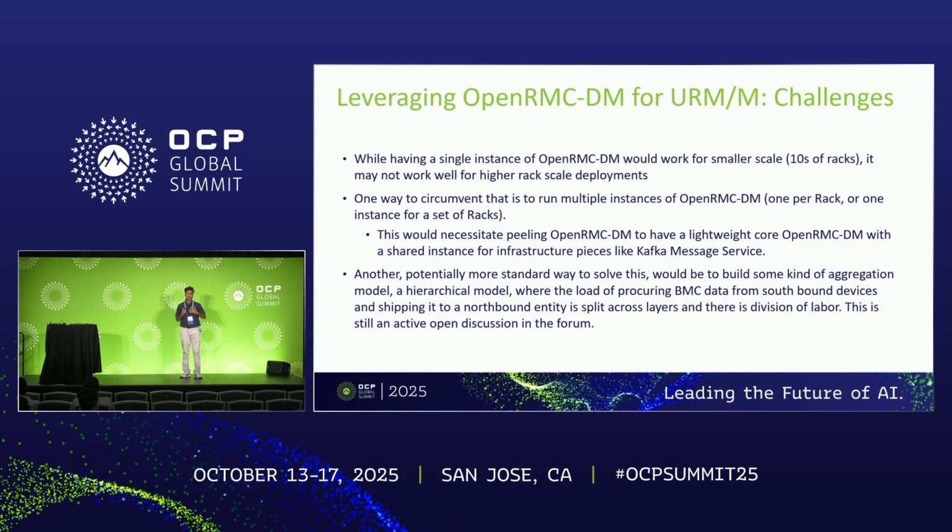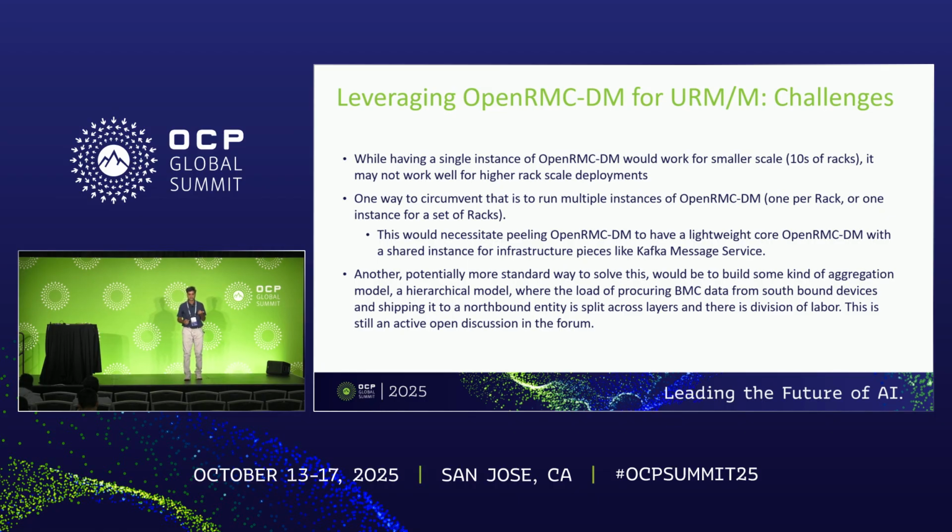But OpenRMC DM is slightly heavyweight. It has a Kafka message service. It has a lot of infrastructure stuff, and it does not make sense to replicate it. So if we find a way to peel out those infrastructure pieces, make a lightweight OpenRMC DM, and distribute the load, maybe run one instance per rack, which is how the original solution was imagined, or group a bunch of racks together to be managed by one OpenRMC DM and have a common infrastructure layer. That's one way to do it.